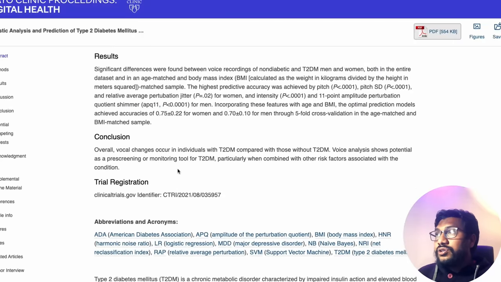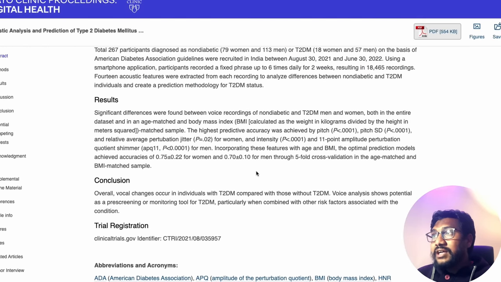And the accuracy of the solution that they've got is actually good. They have first figured out significant differences between the voice recordings of non-diabetic and diabetic T2DM men and women.